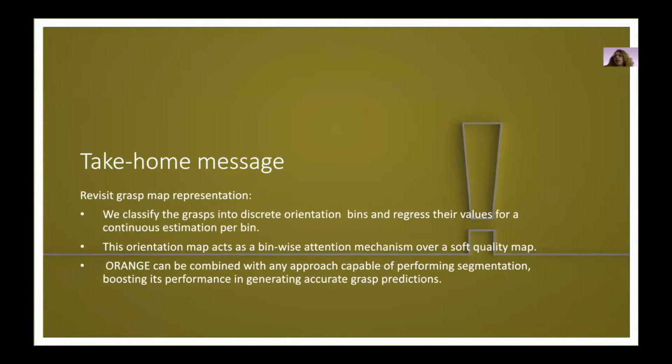And we revisited the grasp map representation by classifying the grasp into discrete orientation beams and regressed their values for a continuous estimation per beam. This orientation map acts as a beam-wise attention mechanism over a soft quality map, and we proposed orange that can be combined with any approach capable of performing segmentation, boosting its performance and generating accurate grasp predictions.